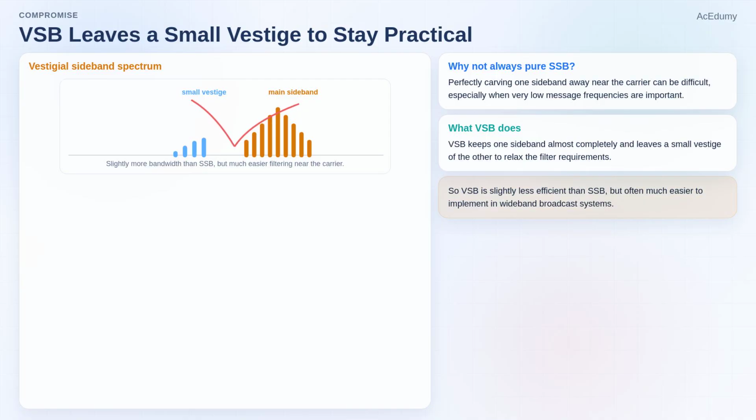VSB solves that problem by keeping one sideband almost fully while leaving a small vestige of the other. That means the bandwidth is slightly larger than SSB, but filtering and demodulation become much more practical. This is why VSB became attractive in wideband broadcast systems, such as television video transmission.